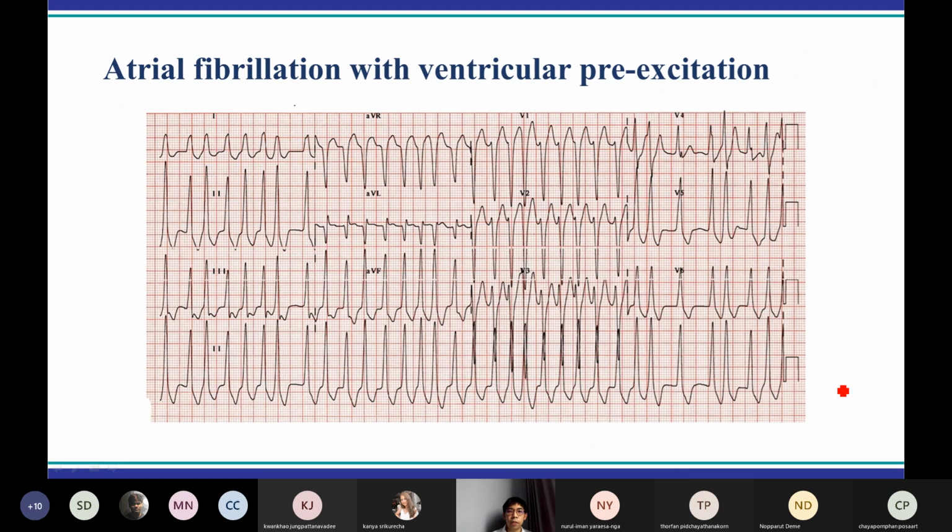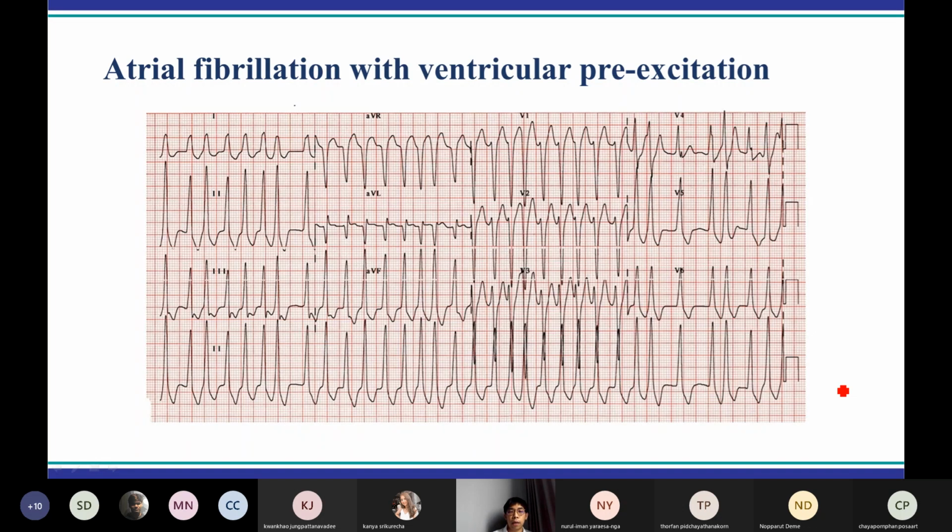there are a lot of signals from atrial fibrillation that could conduct through the accessory pathway, and this would result in a very fast heart rate, which could lead to ventricular fibrillation and cardiac arrest.